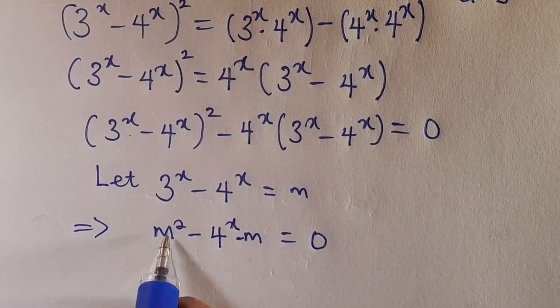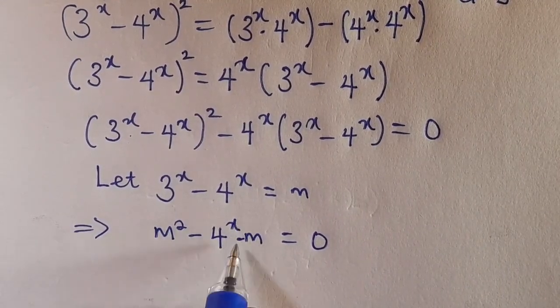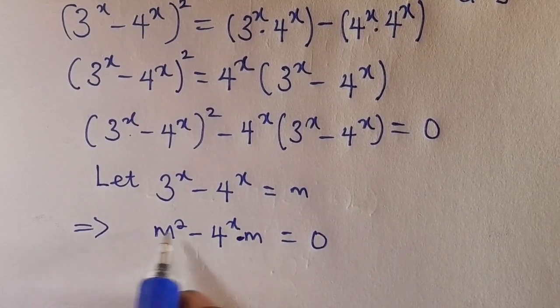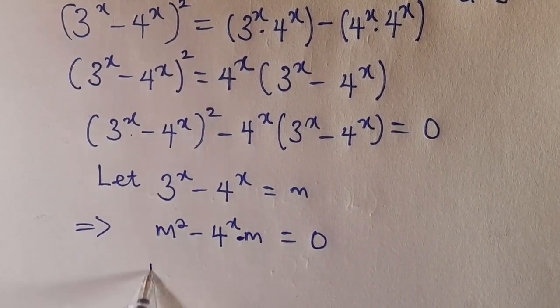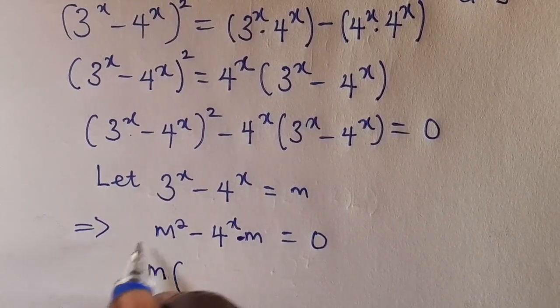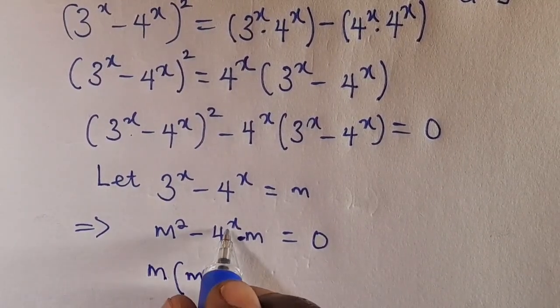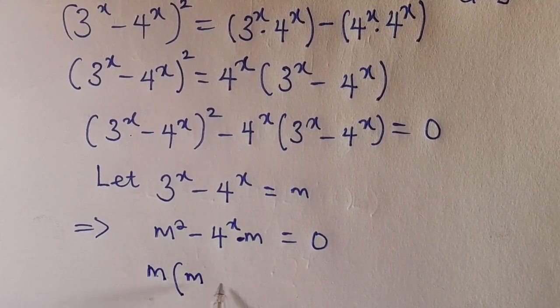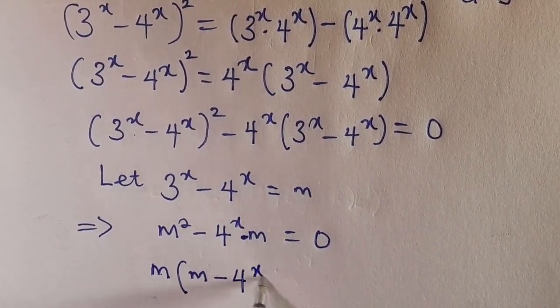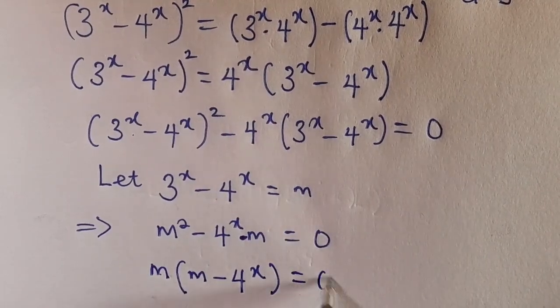And so from here we have m squared minus 4 to the power of x times m. So we also have m in common. So we can factor this out as m into this divided by this, we have it to be m. Then the whole of this divided by this, we have it to be minus 4 to the power of x. Then we have everything to be equal 0.